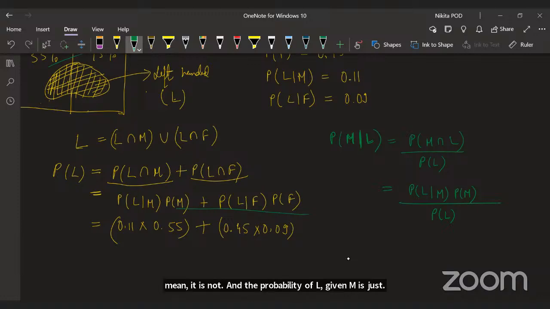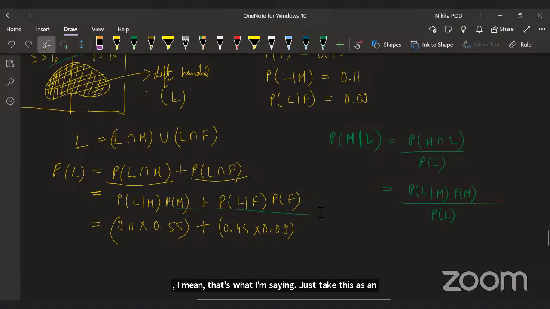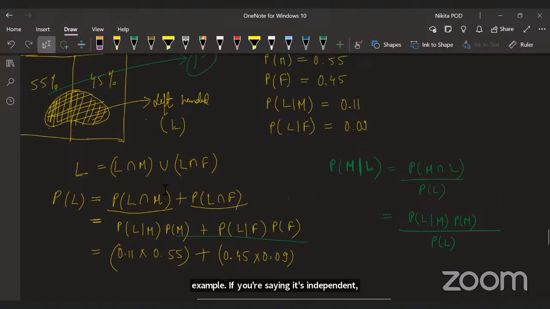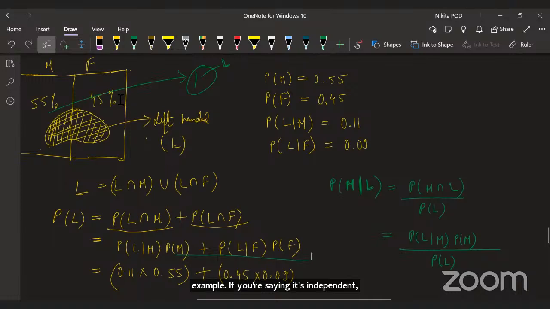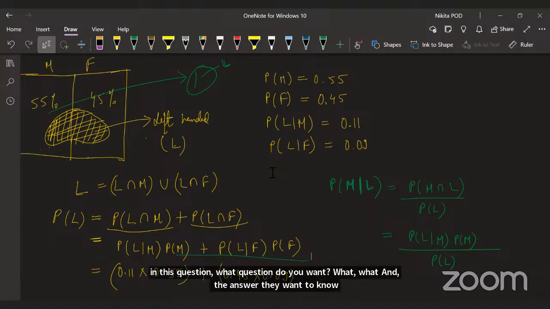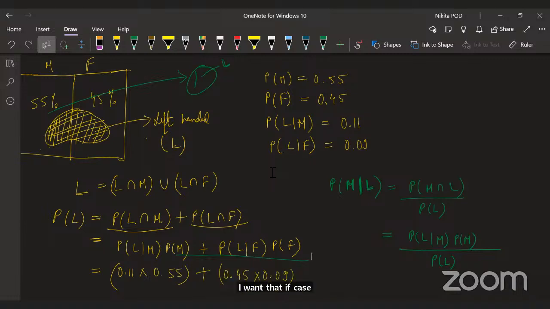No, ma'am, not this question. I am asking generally. Yeah, that's what I'm saying. Just take this as an example. If it is independent, then we don't even have to do all this. Can we find total probability if it is an independent case? Okay, what question do you want to know the answer to? I want that if the case is independent.